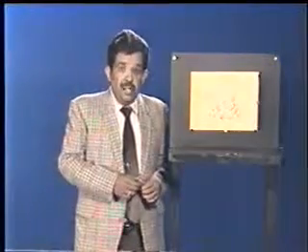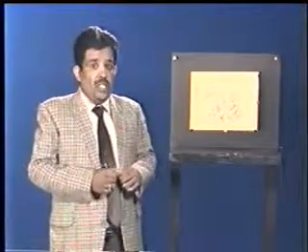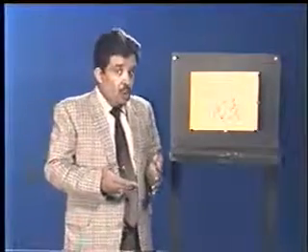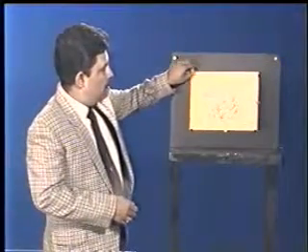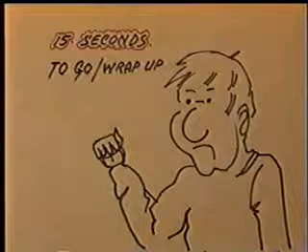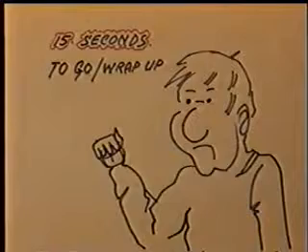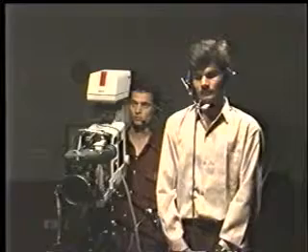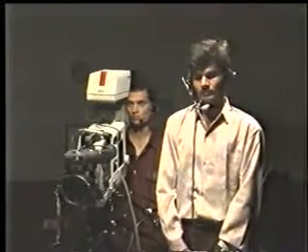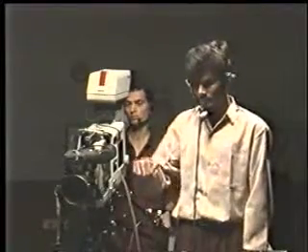After 30 seconds, we have another cue which says 15 seconds to go, or wrap up. It means that 15 seconds are left in the show or the segment or the event, and the presenter must wrap up whatever he is doing. Hand position of this cue is grabbing motion into a fist.